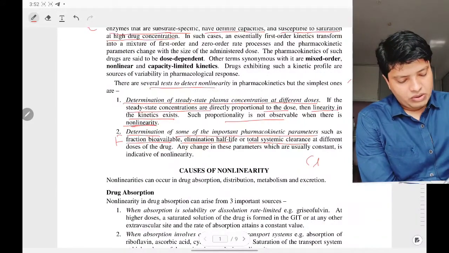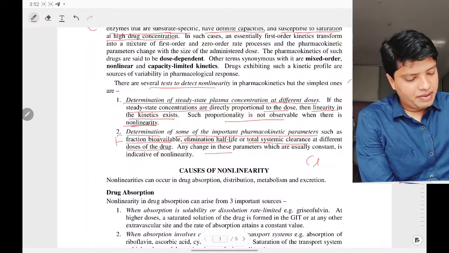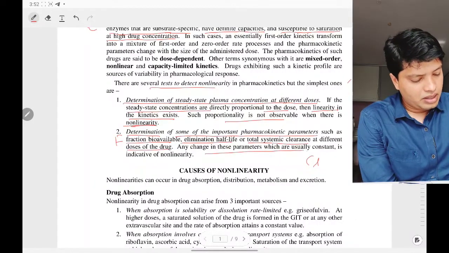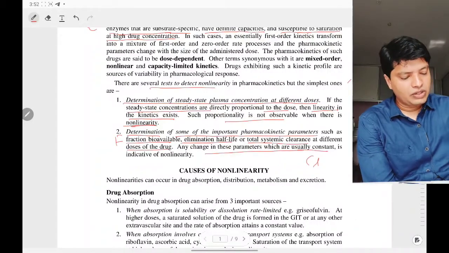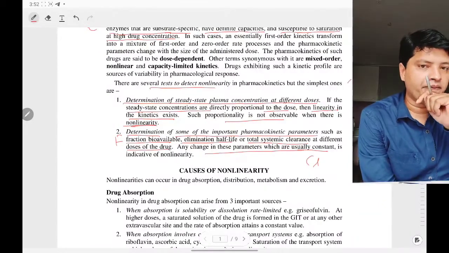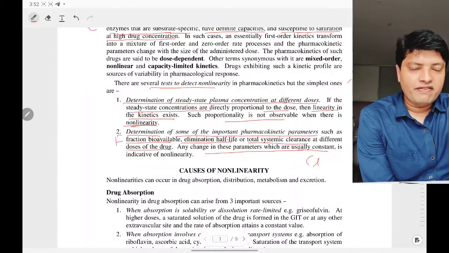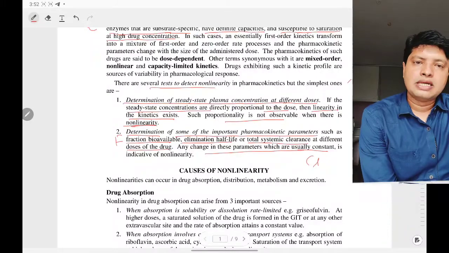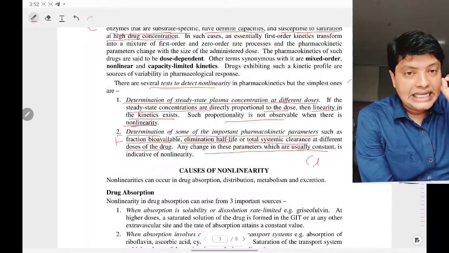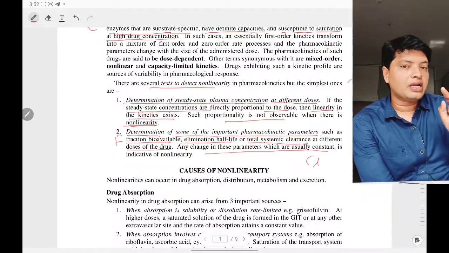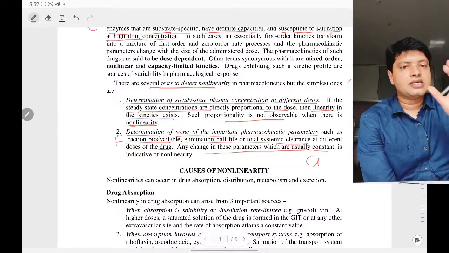Total systemic clearance at different doses of the drug. Any change in these parameters, which are usually constant. So usually your half-life will be constant. Remember, usually the half-life of the drug will be constant. If the half-life is changing, it indicates the drug is following non-linear pharmacokinetics.